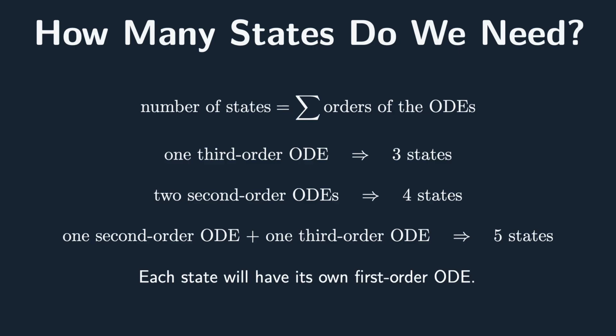In practice, this means that once we choose the state variables, we will end up with one first-order ODE for each state. Now, let's look at how we choose state variables. For example, we might have the second-order ODE q double dot plus cq dot plus kq equals 0. Because this ODE is second order, we need 2 state variables. A standard choice is x1 equals q and x2 equals q dot.